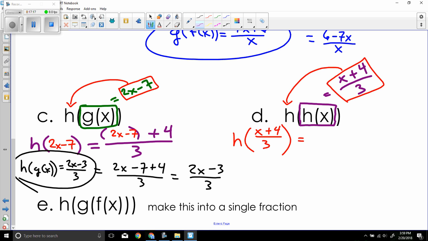Well, the original h was some x value right here, plus 4 divided by 3. Well, what's the x value in there? Well, it's that x plus 4 divided by 3. Now here we've got some math to do. We're going to have to use some math.